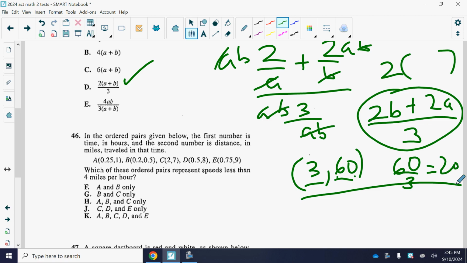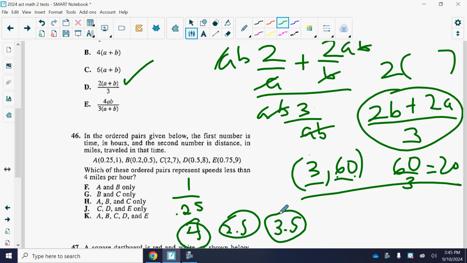So the first one, A, is 1 divided by 0.25, and that's a speed of 4. The second one is 0.5 divided by 0.2, that's 2.5. Third one is 3.5. D is 8 divided by a half, that's 16. And the last one is 9 divided by 3/4, which is 12. Check me on that. 9 divided by 0.75, I get 12.